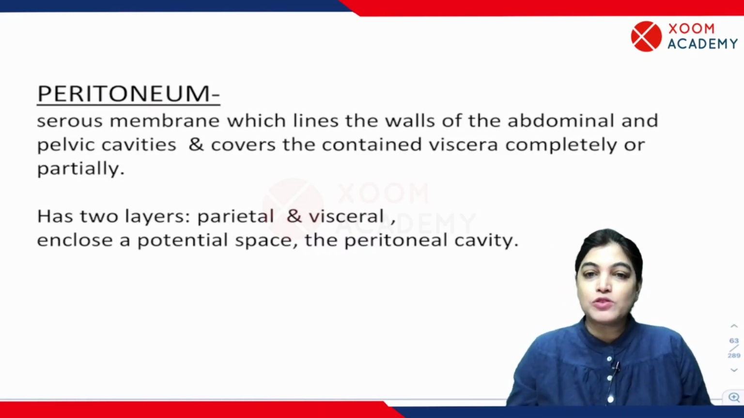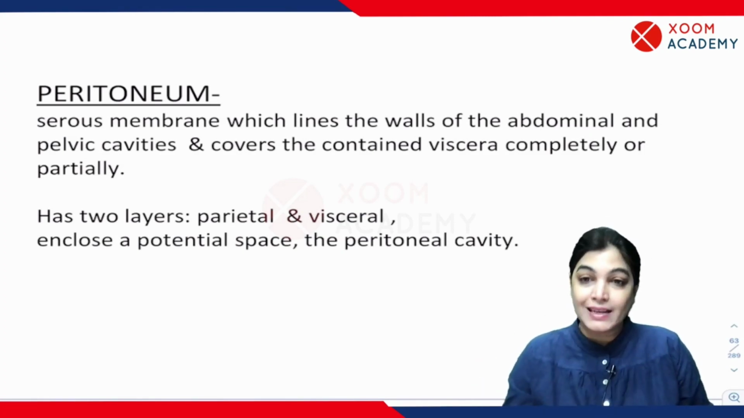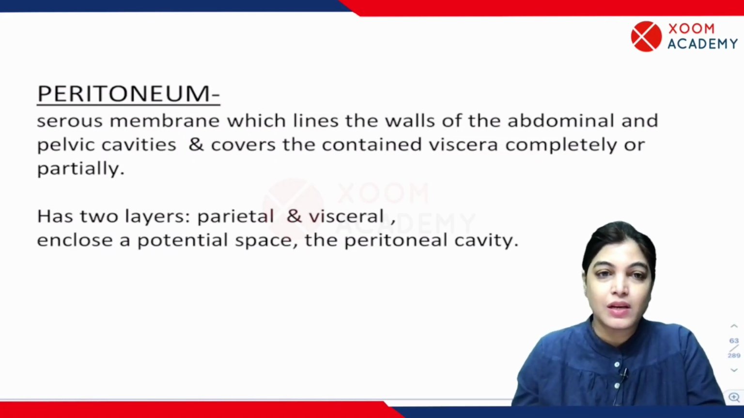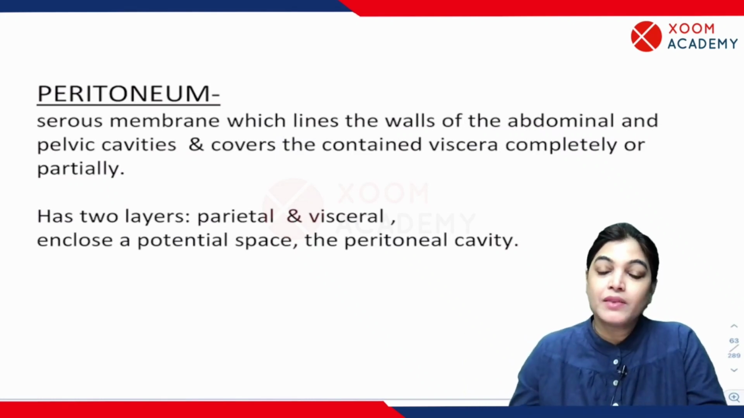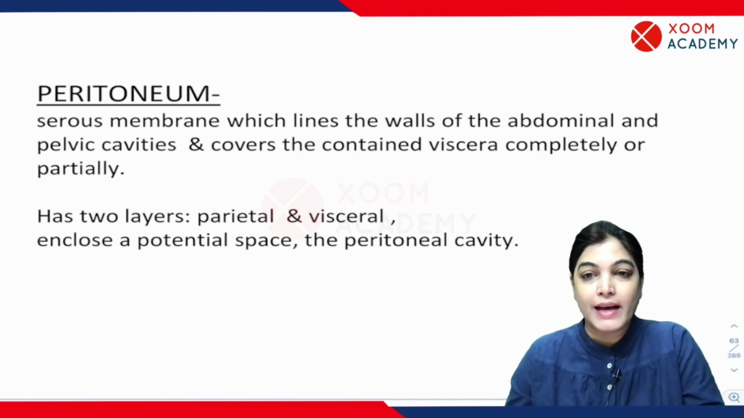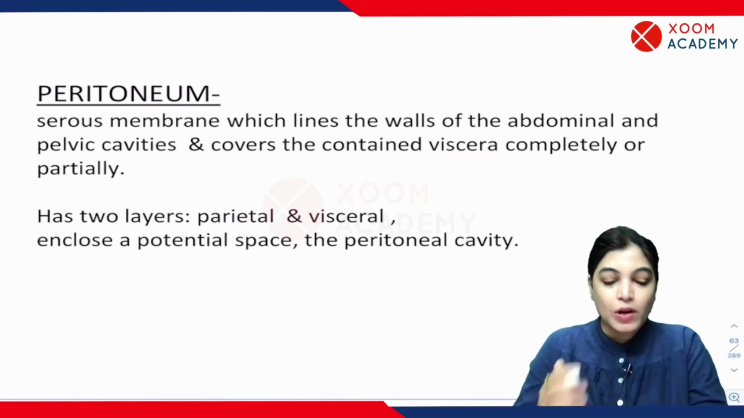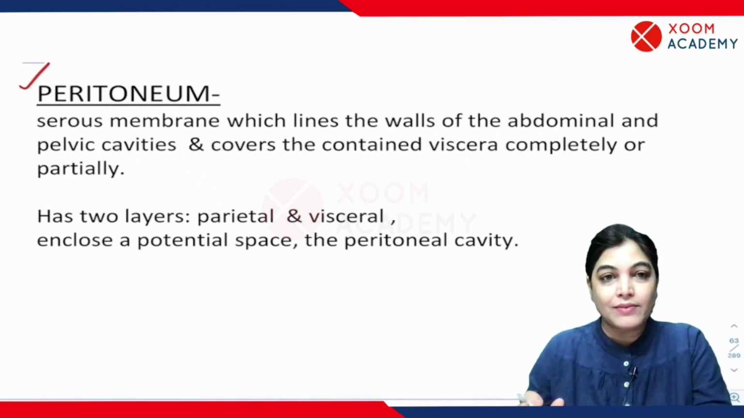Some organs lie posterior to the peritoneum, having only one layer of peritoneum. Those structures, or organs, are called retroperitoneal structures. Now, in between these two layers of the peritoneum, there is a potential space, and that potential space is called the peritoneal cavity. Now, it's important for us to know that this peritoneal cavity is containing fluid.